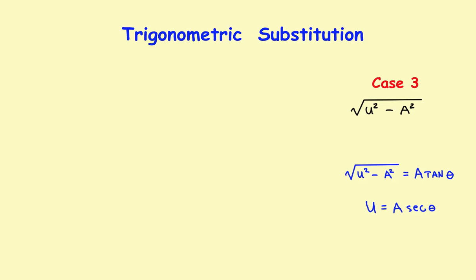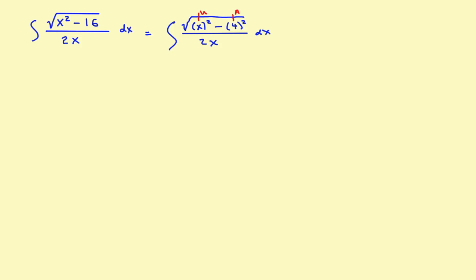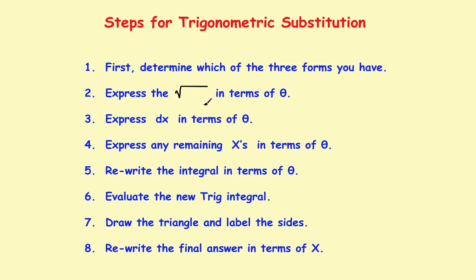So with that in mind, let's go back and look at our problem now. Our problem looks like this. And I think we'll go ahead and put those formulas up here again. The square root is a times the tangent, and u is equal to a times the secant. So let's go ahead and start through the rules and take a quick look at them. First of all, we've decided what type of problem we have. So the second step says this: now go ahead and change the entire problem from a problem in terms of x into a problem in terms of theta. You start by changing the square root in terms of theta, then dx in terms of theta, and then any remaining x's in terms of theta.